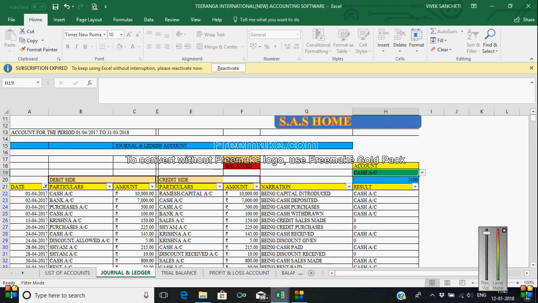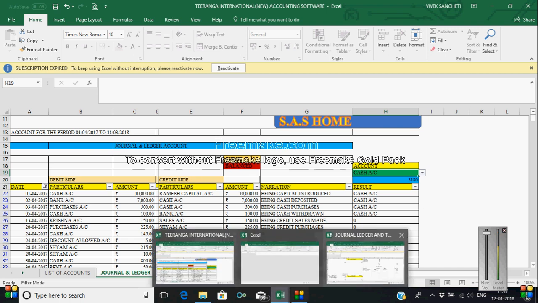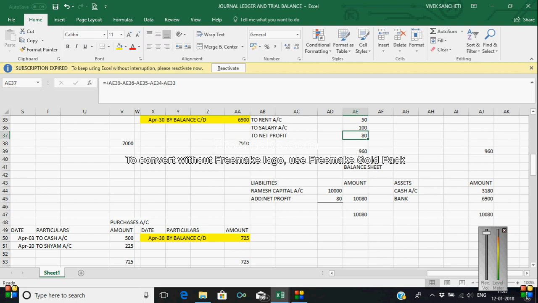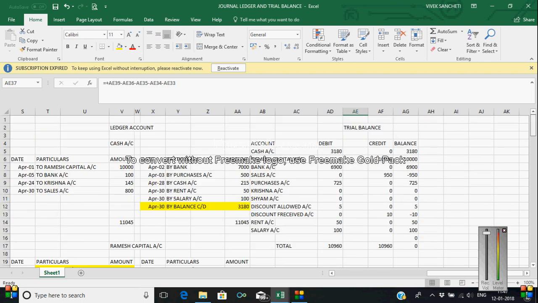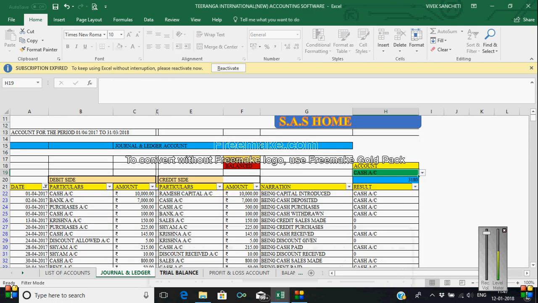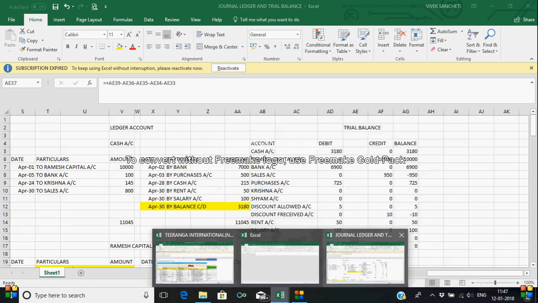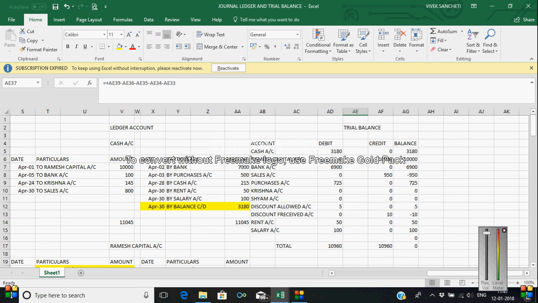Tally it with the actual practical one which I did. This is the practical one. Where is the cash one? Cash ledger. The cash ledger 3180 tallied. Then this one. You want to see the Shyam account. This is the Shyam account. It's 0. Squared off. Let's see. Where is the Shyam account?